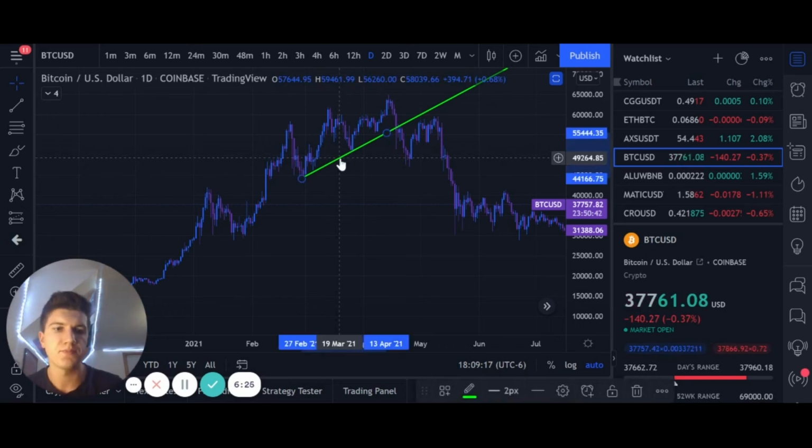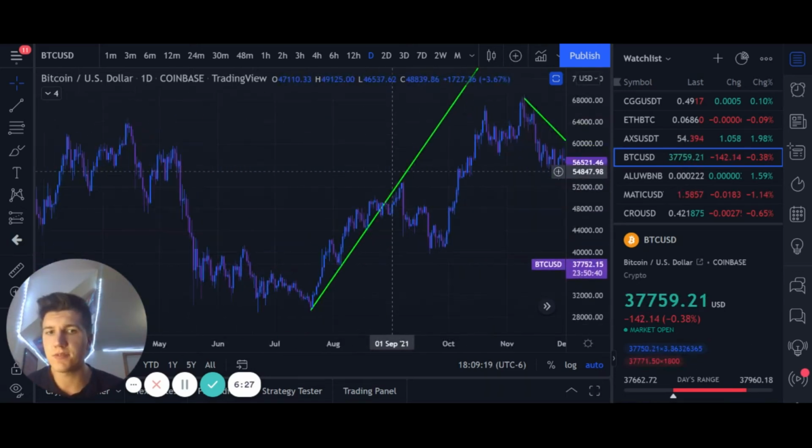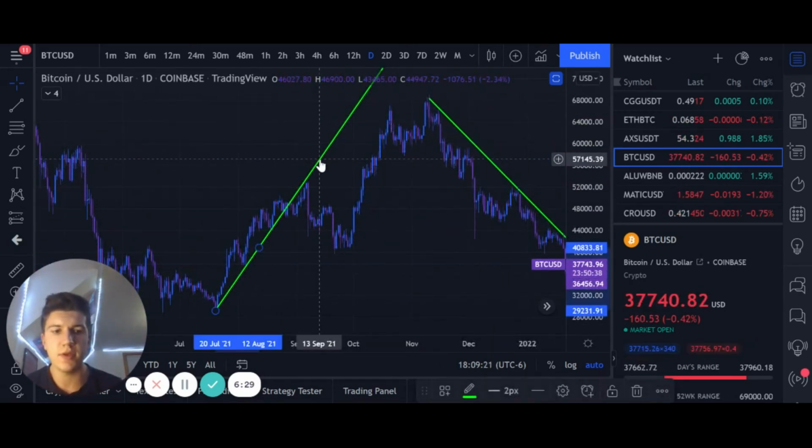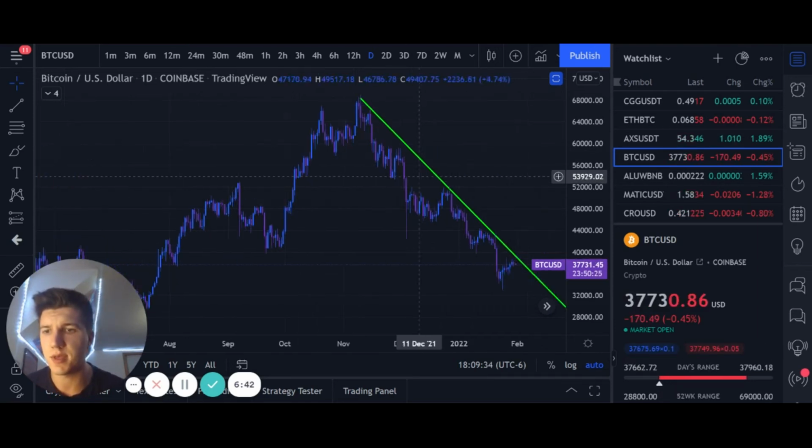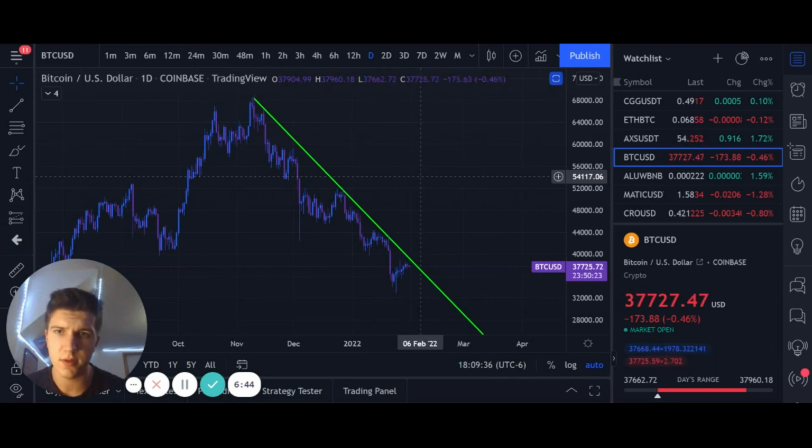and resistance. Now, when I say support and resistance, you want to look for places where people believe they will set their buy and sell orders. It's not a technical term, but it's a way of describing support and resistance.